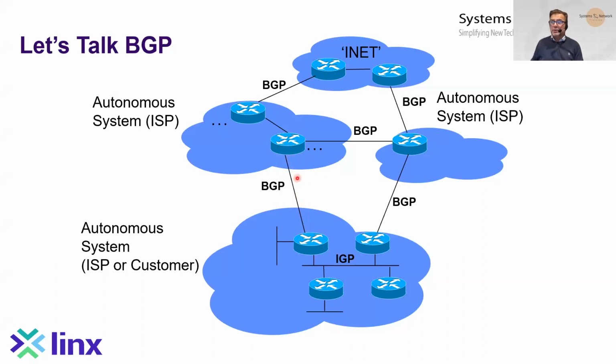BGP is peering between those routers. They can either directly peer, as we said before, or these peerings can be via Internet Exchange and via route server, which is going to help us with scale and all that sort of stuff that we just talked about.